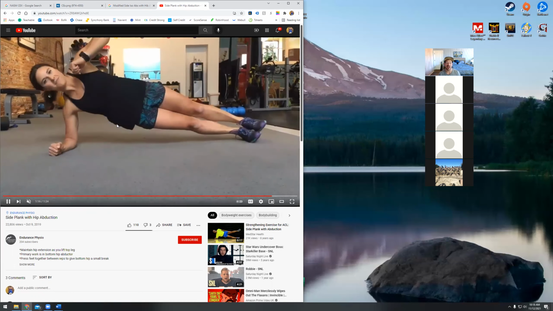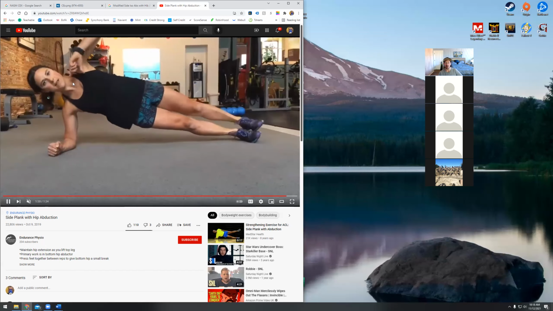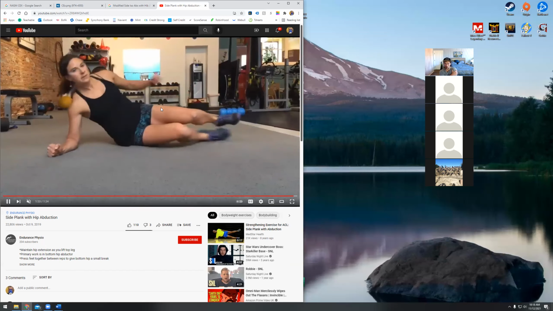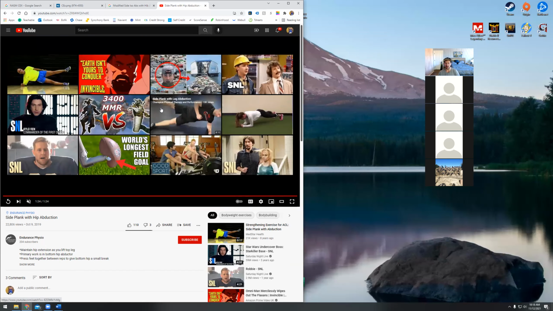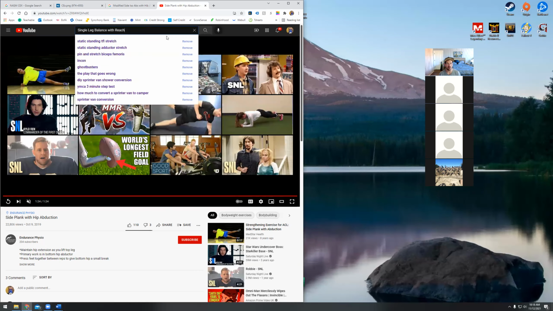right? And now I will say she is doing this with her hand up. That makes it even harder. You can also grab your shoulder across with the other arm. That can add some stability and make it a little easier. But that's the modified side iso abs or side plank with hip abduction. Then we got the single leg balance with reach is another really good one.